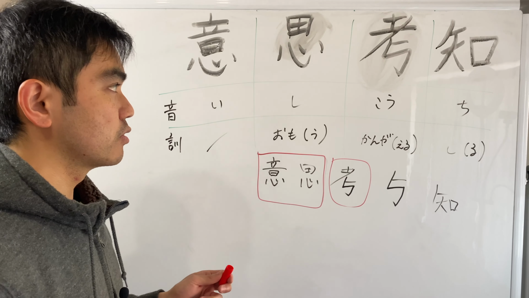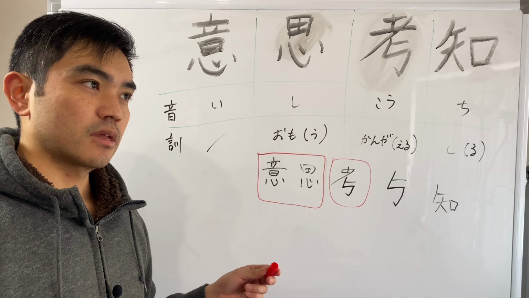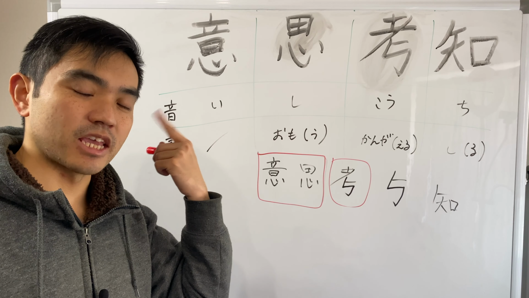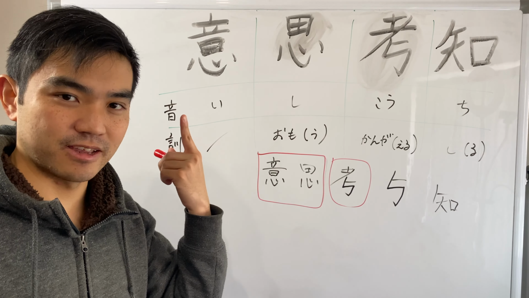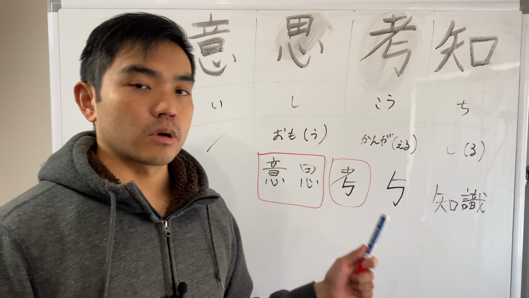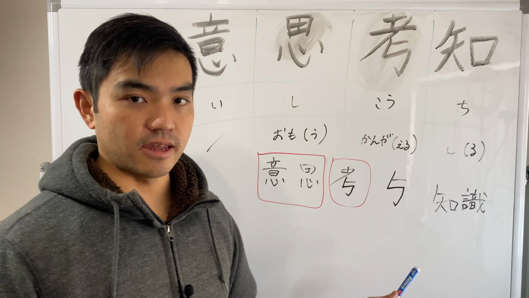Okay, and this think, you just think. For example, I'm thinking about something. I'm imagining something in my brain. That's the thing. So this kanji, know. You know something. I know something. That's the know.